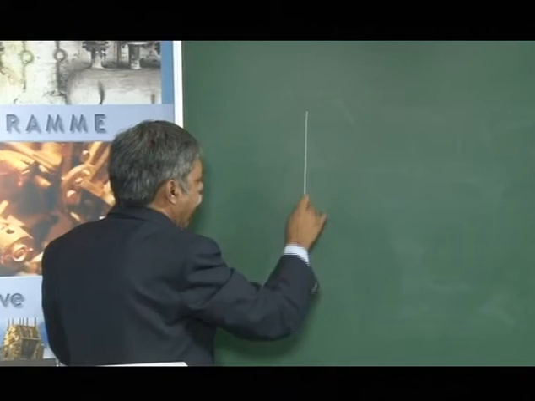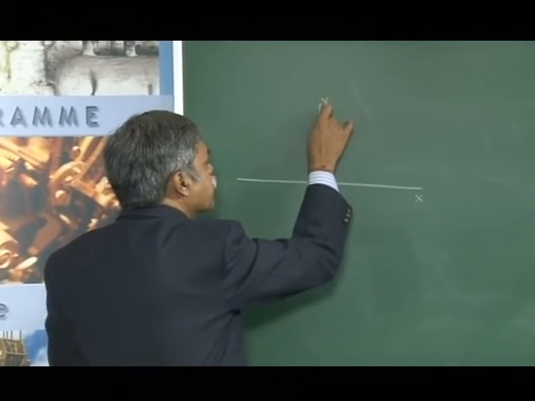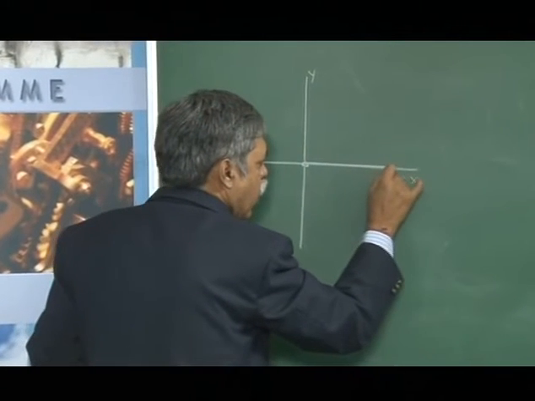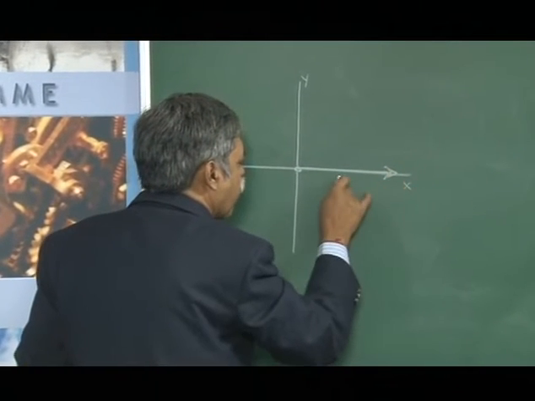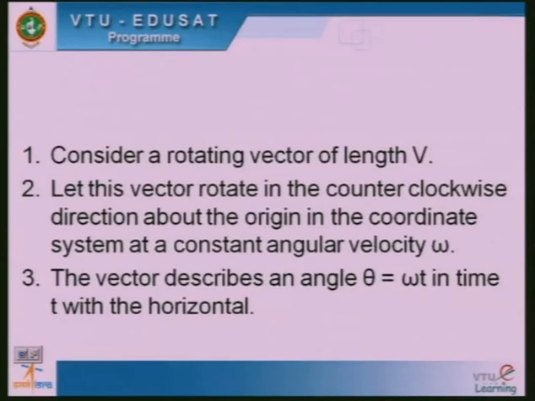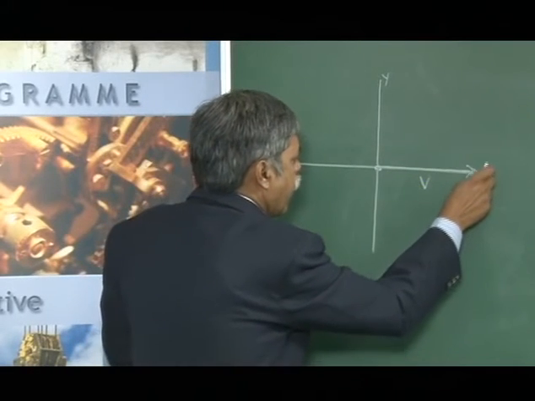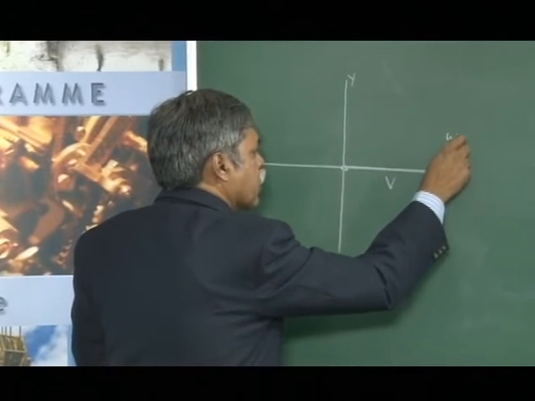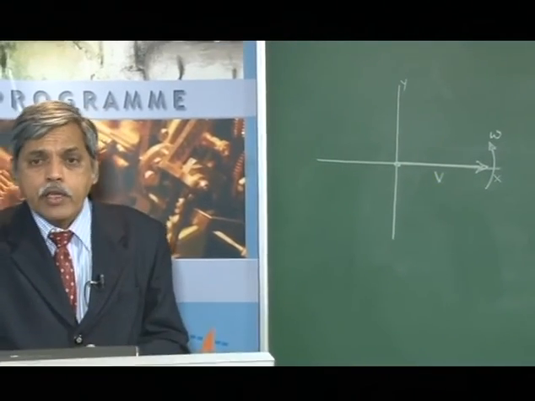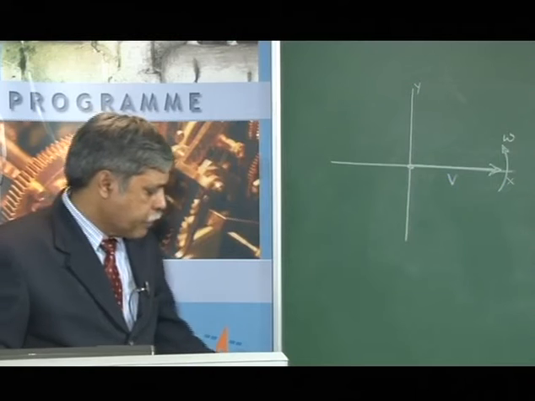I am taking a coordinate axis here, x axis and y axis. I will be considering a vector which is originally along the x axis with a length of v, it can be Vm or whatever you want. Now this vector I want to rotate in the counterclockwise direction at an angular velocity of omega. Now if I rotate this vector with respect to time about the origin, what happens?